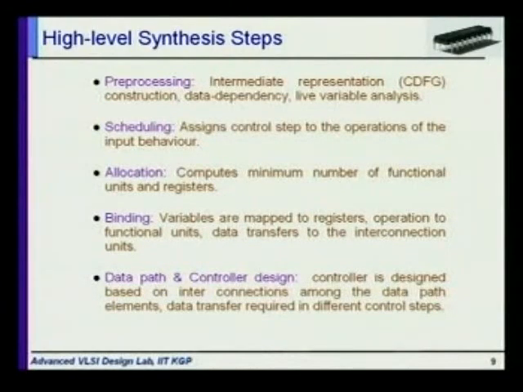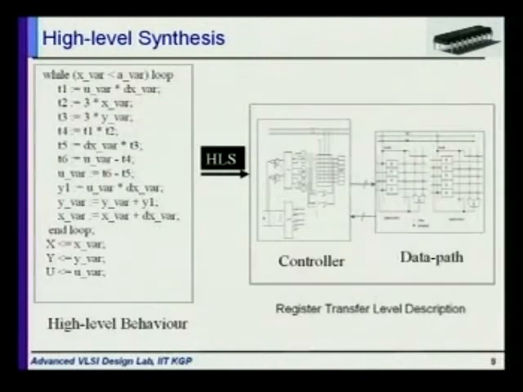In the preprocessing, you convert your initial behavior to some form where the high level synthesis will start. The basic steps are scheduling, allocation, binding, and data path and controller generation. First you have to decide, in each clock, which operations you have to execute. That is basically scheduling: you assign time steps to the operations. You have to decide in the first clock what operations you will execute, in the second clock what operations you will execute, and so on.